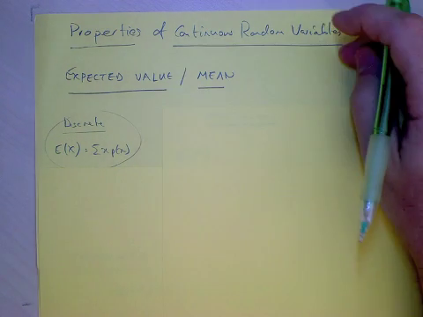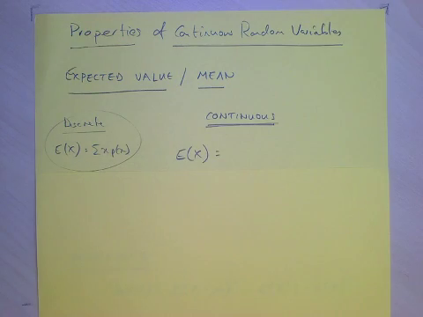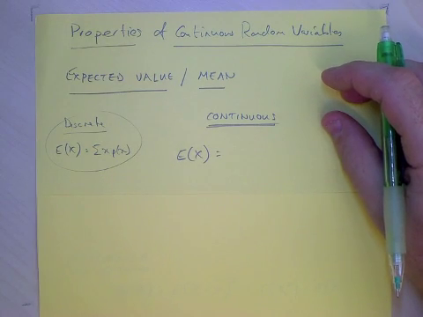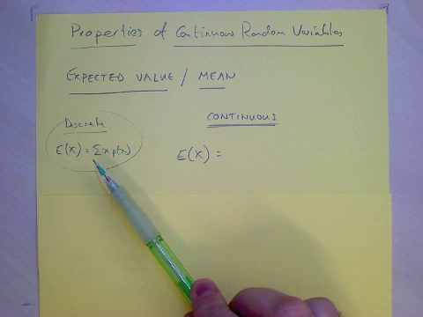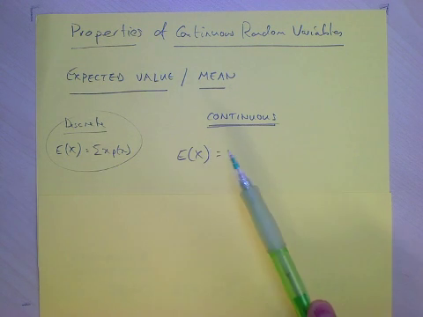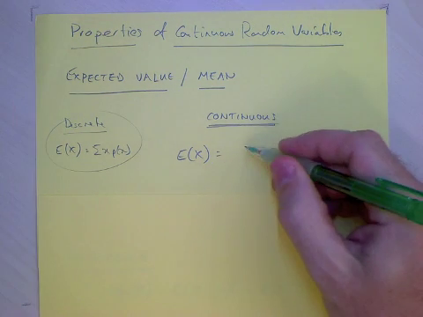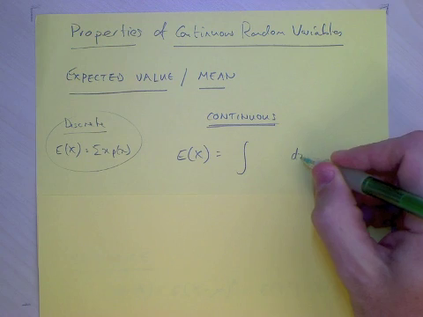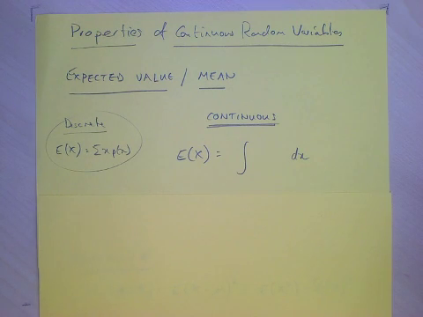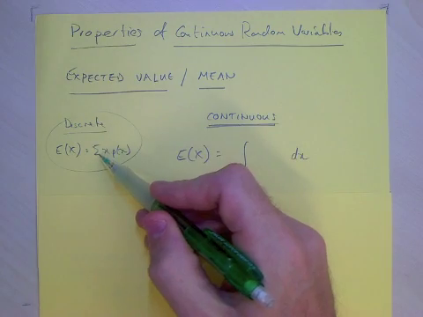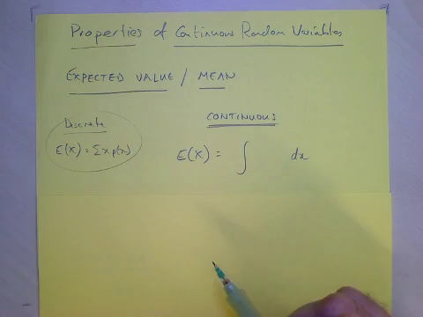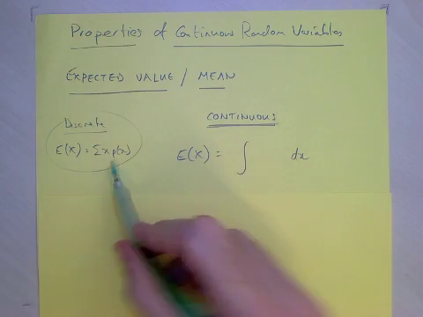Now, the continuous result is very similar. We just have to remember that I can't sum a separate number of values in the continuous case. I want to do a continuous sum, if you like. And if you remember back to our integration work, we can consider integration as a continuous sum. So the corresponding result here, instead of the sigma sign for the sum, has an integral sign, but the thing in the middle is actually the same.